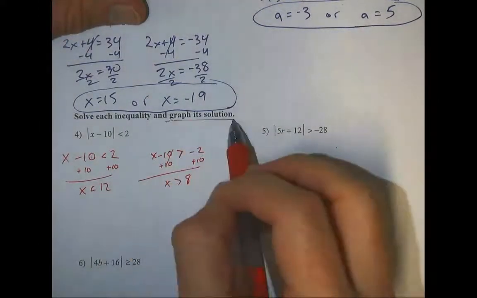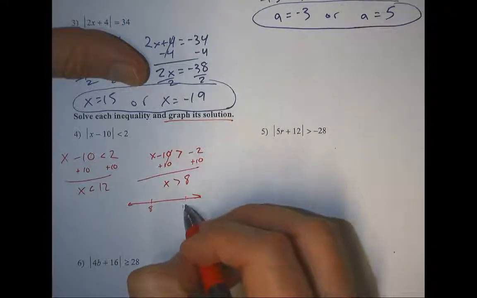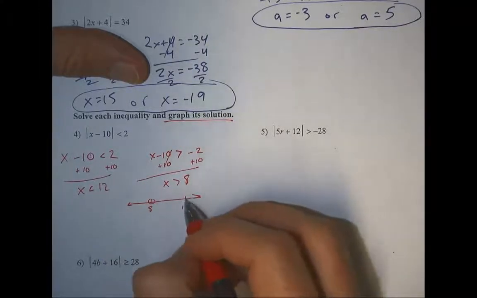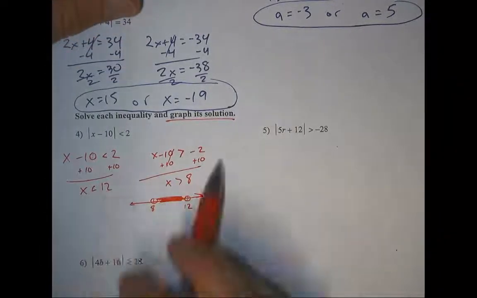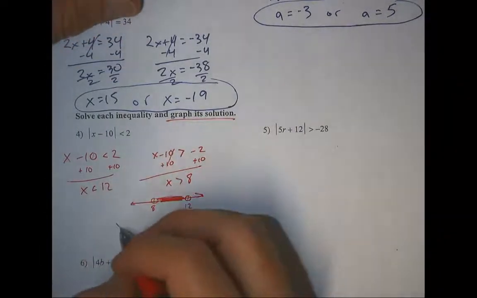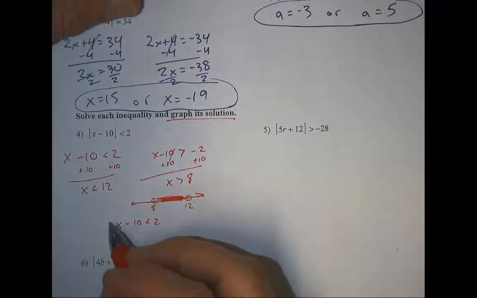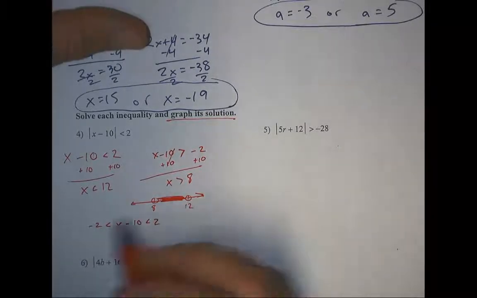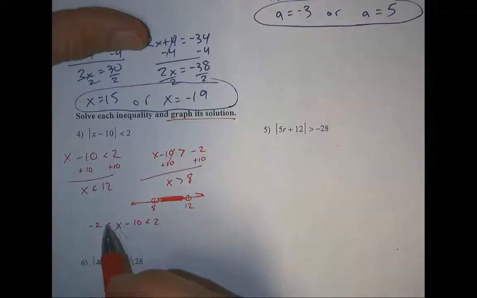We are graphing this solution. Here's 8. Here's 12. Less than 12, greater than 8. That's everything between those two numbers. Now, if you can't wrap your head around that, here's the trick. You do x minus 10 is less than 2. You write it just like that. And whatever this is, you put it right here, and then you put the negative version right here. And this is it. This is what you're going to solve here, because this says the same thing as this. If you notice, it's open towards the x minus 10, closed towards the negative 2.